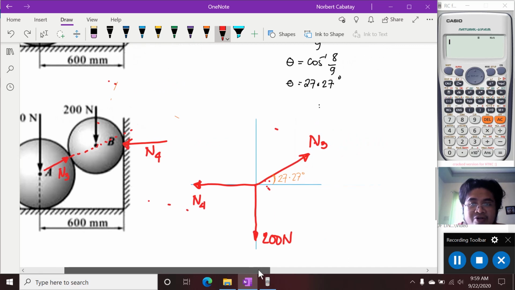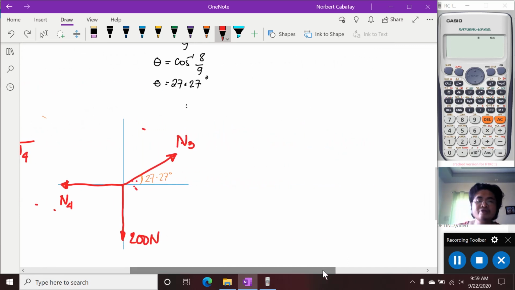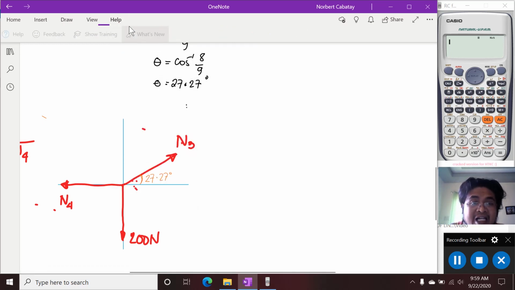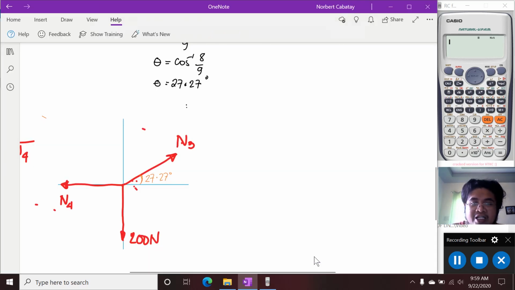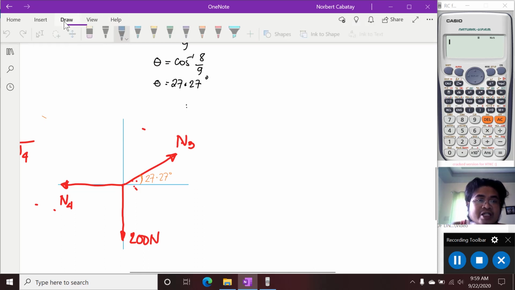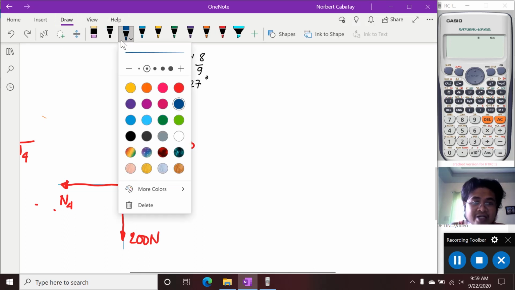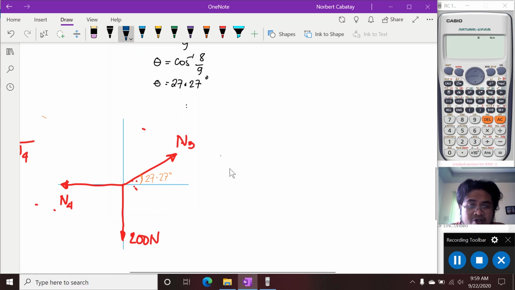Yan. So, ito, how can we solve this? You can solve this using triangle. Mas madali. May choice ka kasi. So, how can I solve this using force triangle? So, can I draw yung 200 Newton pababa? 200 newtons pababa. So, ito yung 200 newtons.